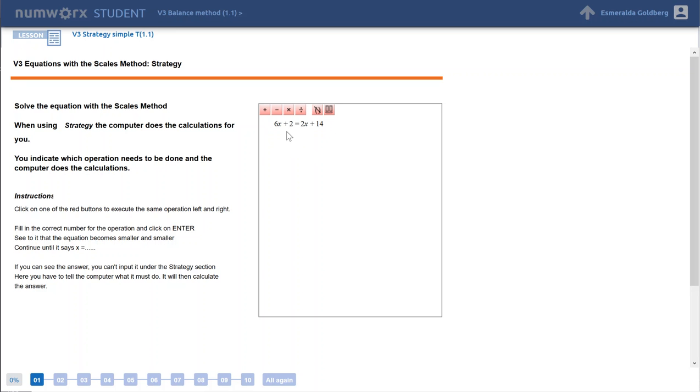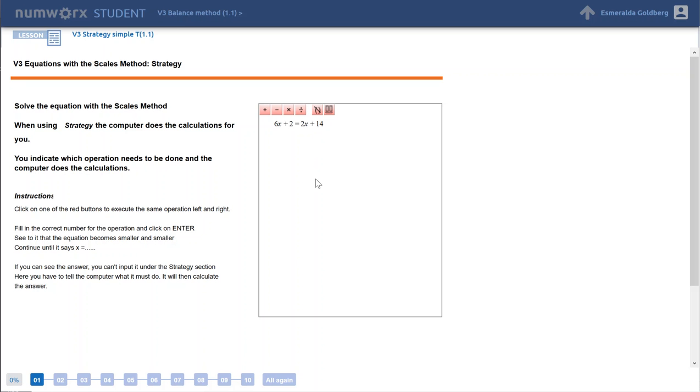You see 6x plus 2 is equal to 2x plus 14. 6x means 6 times x, and 2x means 2 times x. In mathematics, we like to write things down as short as possible, and often when we mean a multiplication, a number multiplied by a variable like x, we write them down stuck together like that, but it still means 6 times x, and this still means 2 times x.